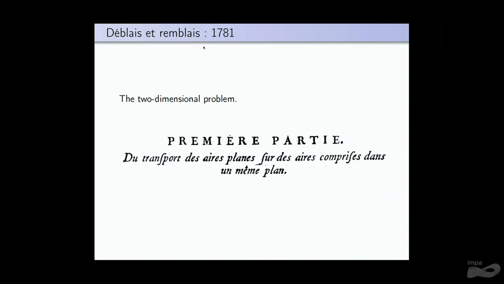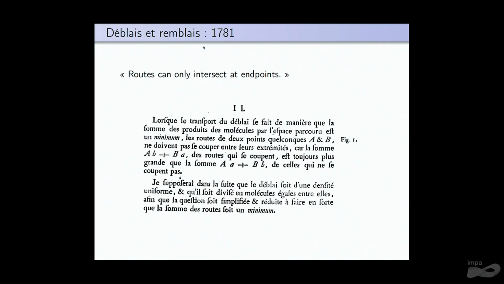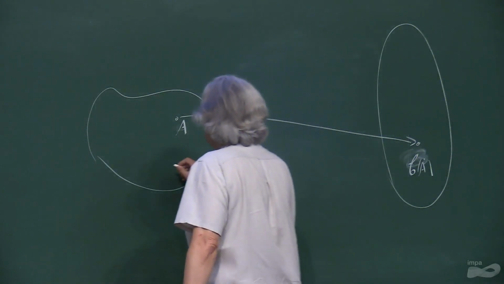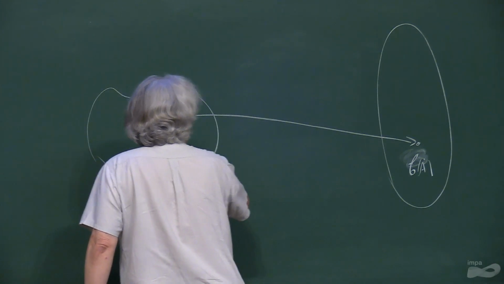Then he comes with the first lemma. And the lemma is the roots can only intersect at endpoints. Here's the picture. Suppose you had that. The point A goes to B, to f of A. And suppose B goes here.